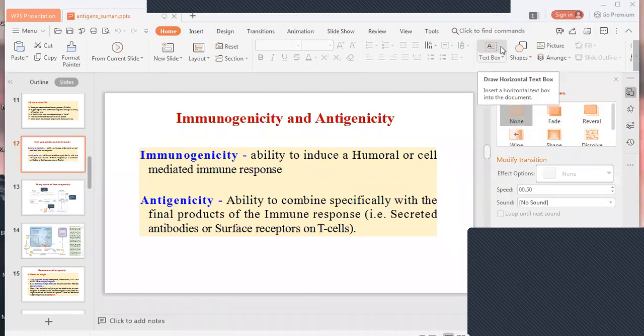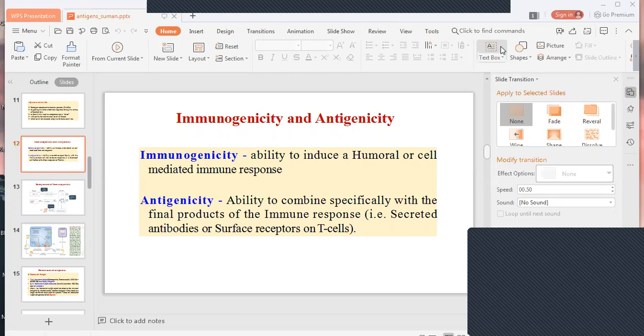So dear students, in our last lecture, we discussed the function of adjuvant and how adjuvant boosts the immunogenicity of an antigen, and why adjuvants are necessary for the preparation of vaccine. Today, we are going to discuss two things.